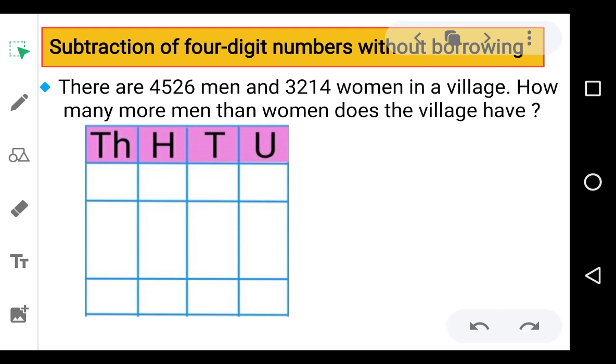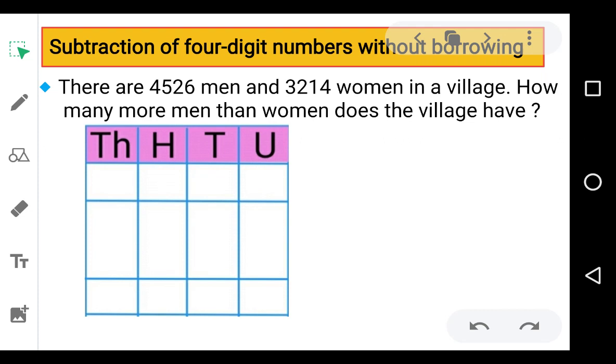You know how to subtract 3 digit numbers? In the same method, subtract 4 digit numbers. First, make a box and write the places and write the place name. Then arrange the numbers according to its place. First, which number we have to write? 4526. Then 3214. So, arrange the numbers.